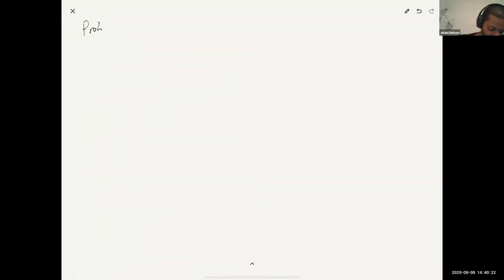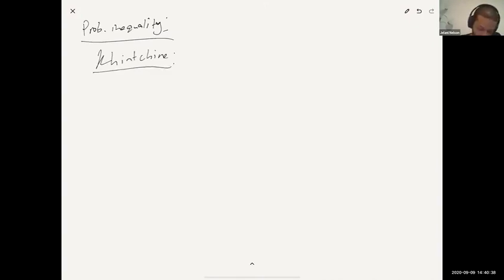So we'll need a probabilistic inequality. I won't prove it in class, but I will include it in the lecture notes so you can read about it if you'd like to. It's called Khinchin's inequality. What this says is, let's say that sigma 1 up to sigma t are IID plus-minus 1 uniform random variables, and let's say that we have numbers x1 up to xt that are real numbers.